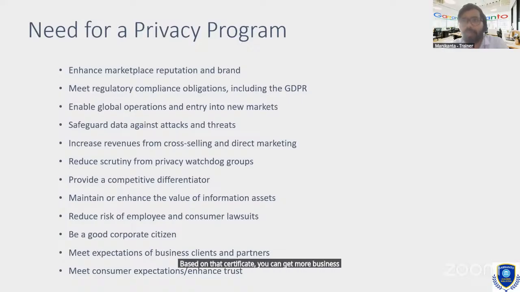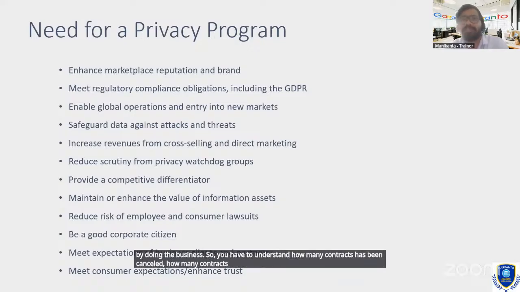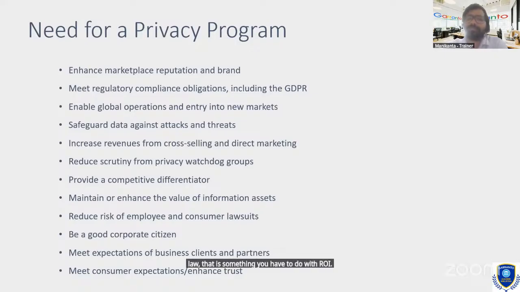That is ROI. How do you calculate that? That is the knowledge you have to gain by doing the business. So you have to understand how many contracts have been cancelled, how many contracts have been signed because of this particular law. That is something you have to do for ROI. So again, if you do all this activity, you also get a lot of trust from your customers, or partners, or business personnel, so that you'll get more business.